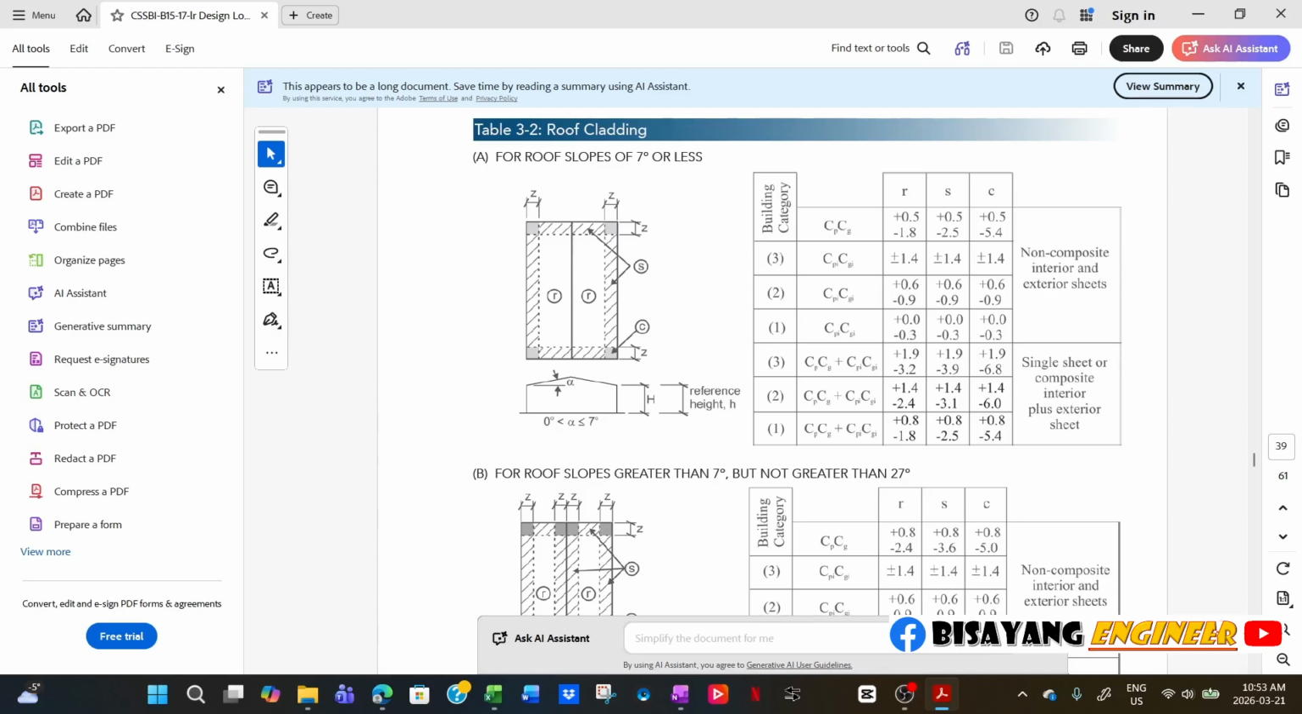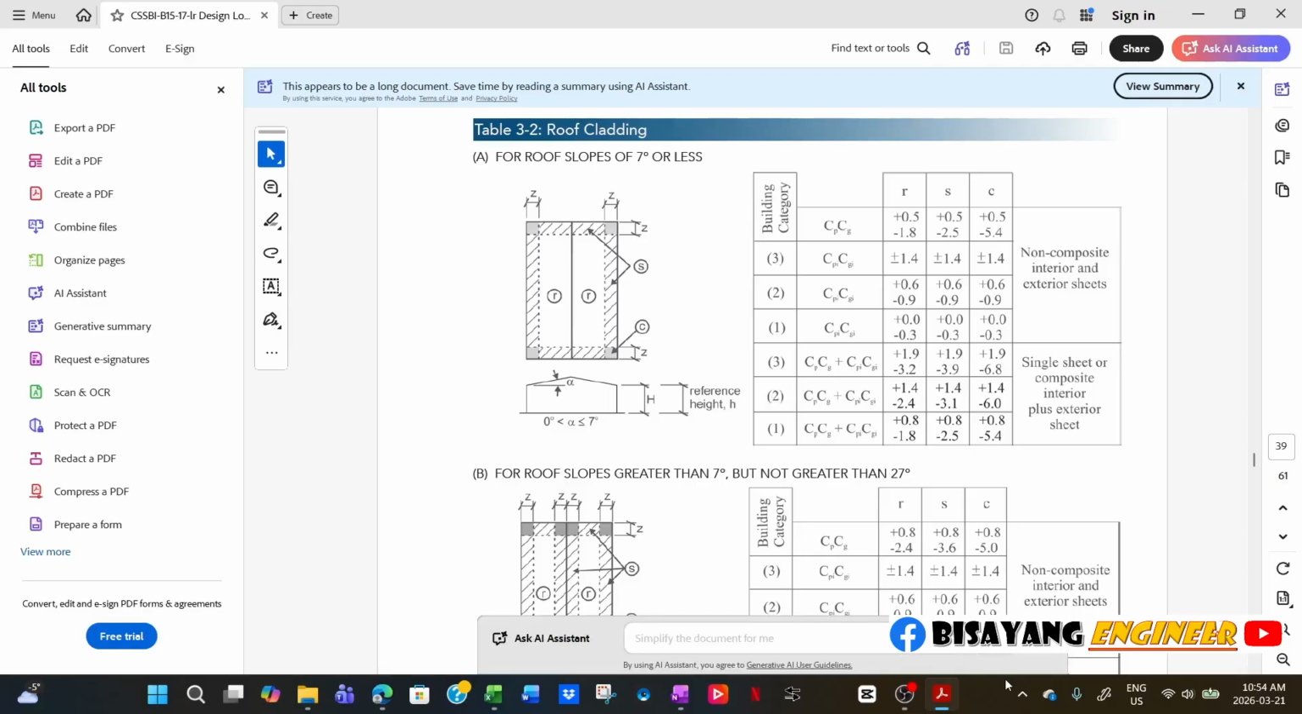What is category 1? What is category 2? Category 3 is more of an open building, it has a large opening, and it will remain open during a storm. And then category 2 has a large opening but will be closed in the event of a storm, something like that.